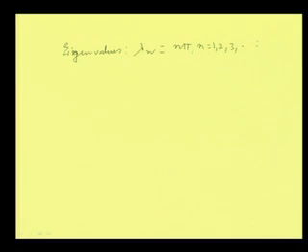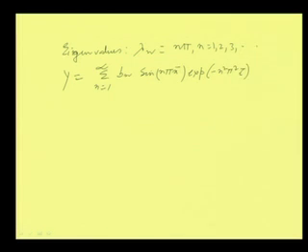Now, once we have the expression for lambda, the general solution becomes y equal to the summation of n is equal to 1 to infinity, b n, where b n is a constant, times sin n pi x bar times exponential minus n square pi square tau. Now, how is this coming? This is coming from this equation.